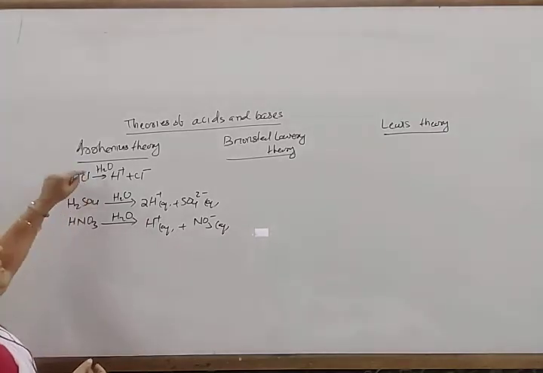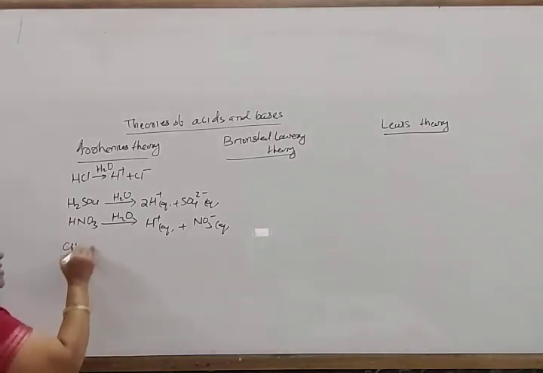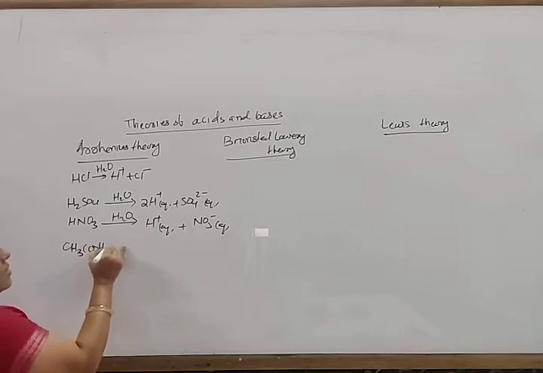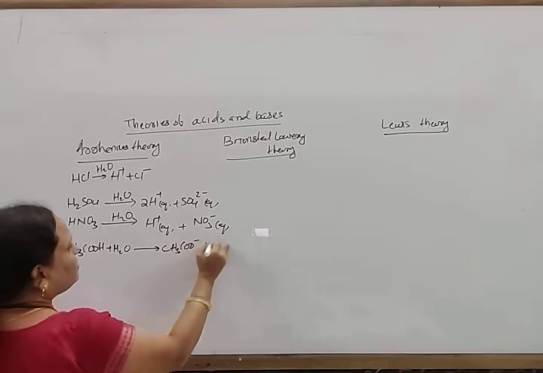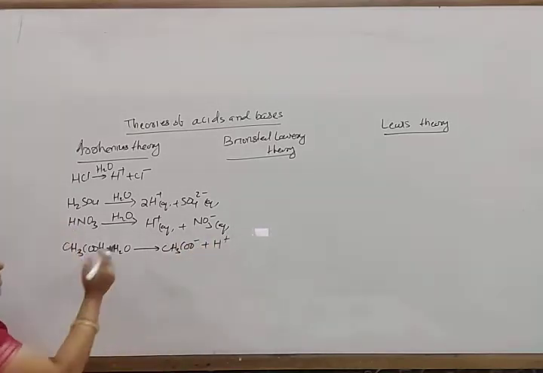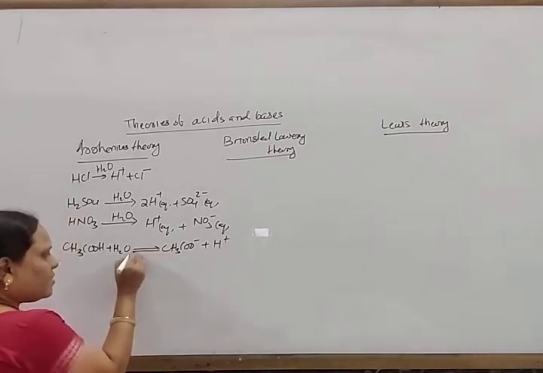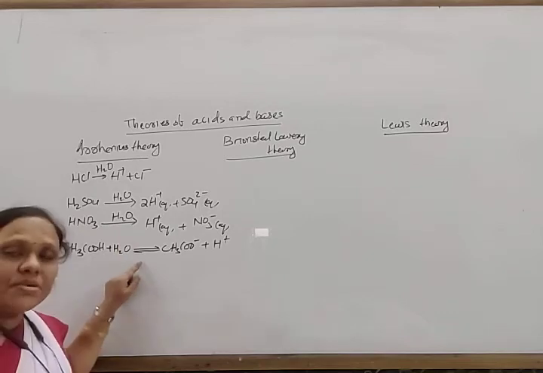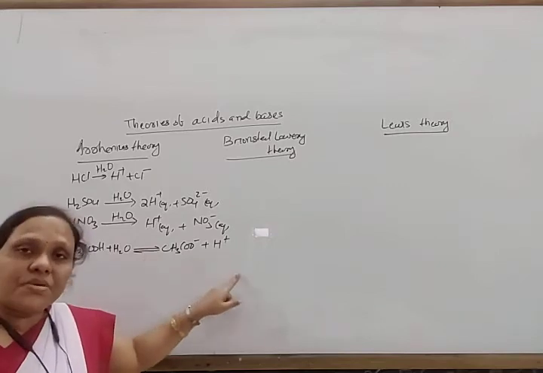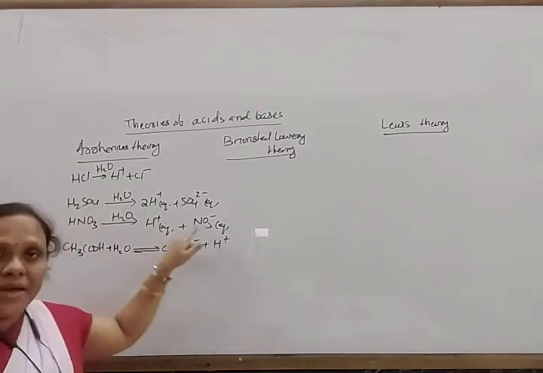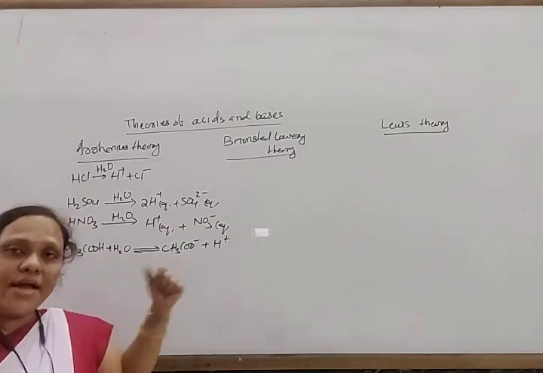There are some examples of strong acids, and some weak acids are also there, like acetic acid. CH3COOH plus water gives CH3COO minus plus H plus, with the H plus combining with water to give H3O plus. For this we have to give the reversible sign because it does not undergo complete ionization. It does not completely give the H plus ion. In the earlier cases they undergo complete ionization, but acetic acid does not.